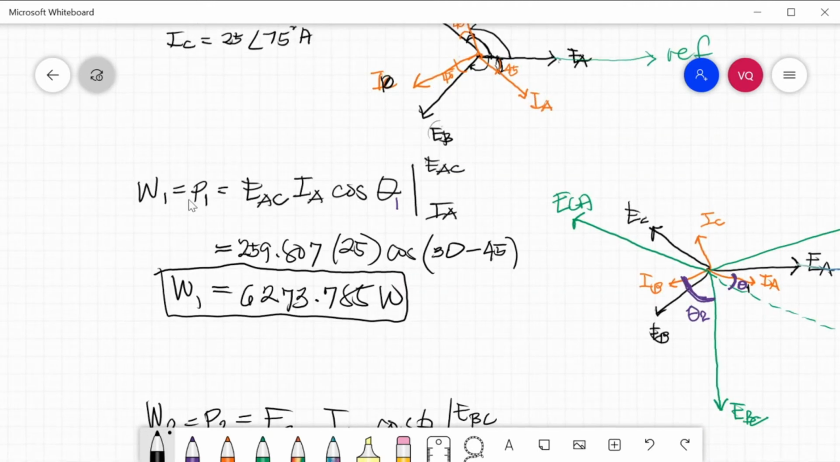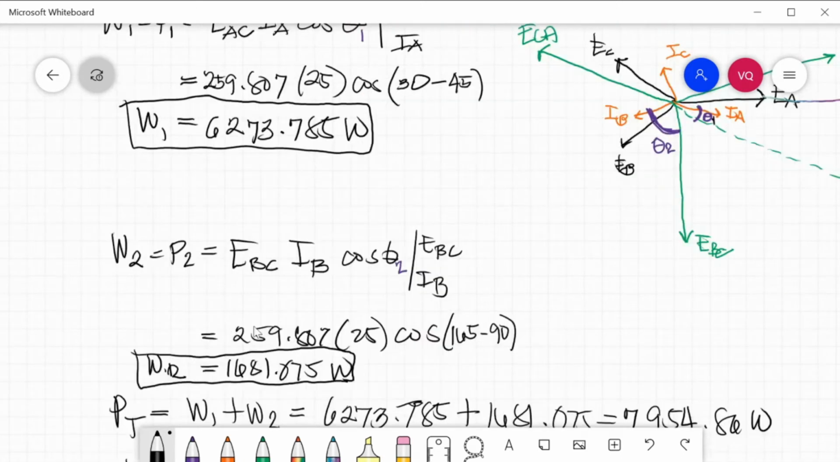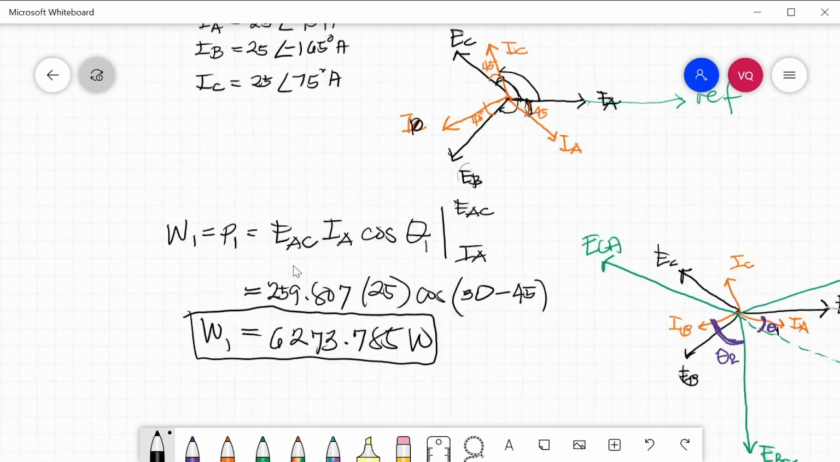Our wattmeter 1 reading, power 1, is equal to EAC times IA cosine theta. Theta is the angle between EAC and IA. So this is the common, and this comes last. This is our formula for wattmeter 2: EBC, IB cosine theta 2. Their common is C, so C comes last. You cannot interchange these two to ECA. Okay? The angle you solve will be different if you interchange the subscript.